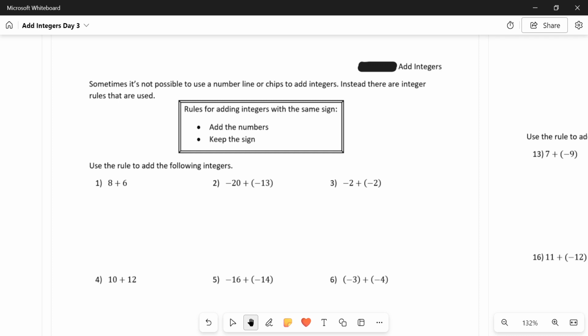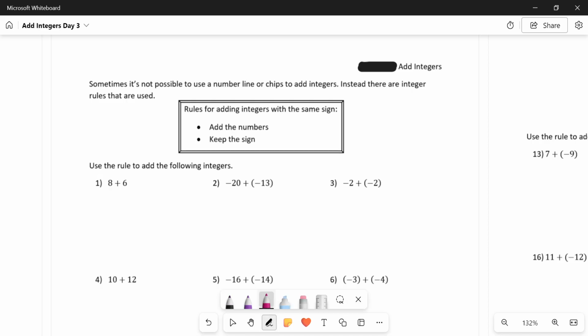Add integers. Sometimes it's not possible to use a number line or integer chips to add integers. Instead, there are integer rules that are used. The rule for adding integers with the same sign is we add the numbers and keep the sign. So you're just adding like normal, only if they're both positive, you keep the positive sign. If they're both negative, you put a negative sign.